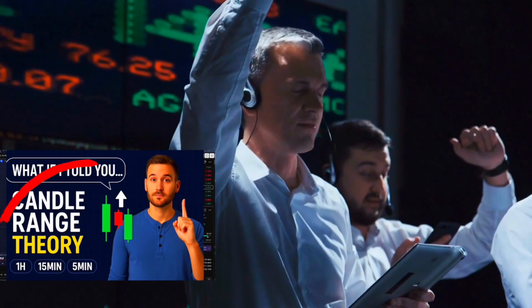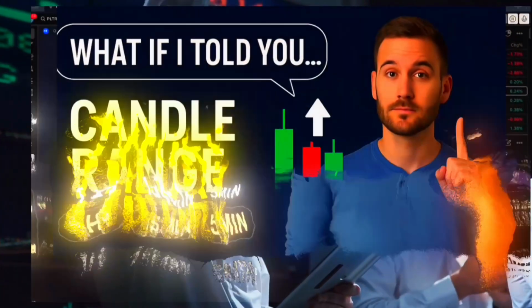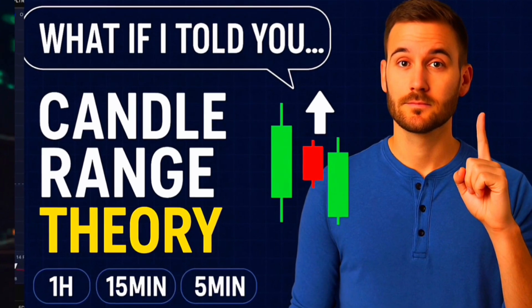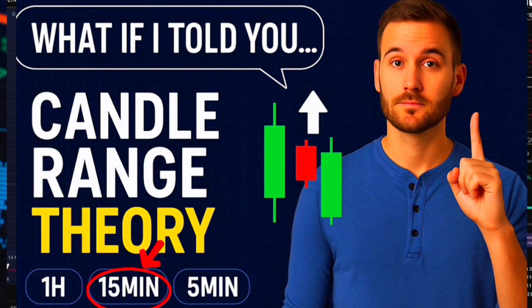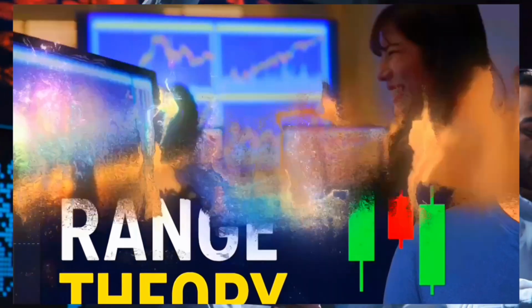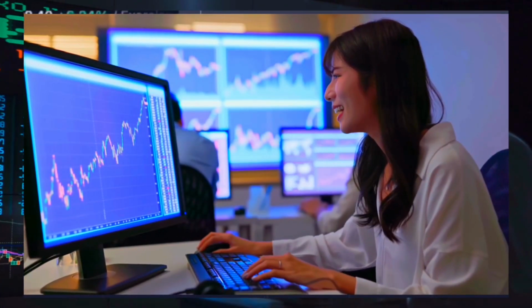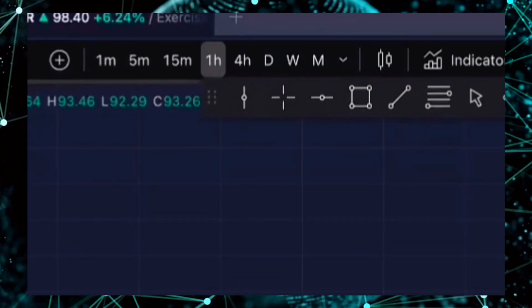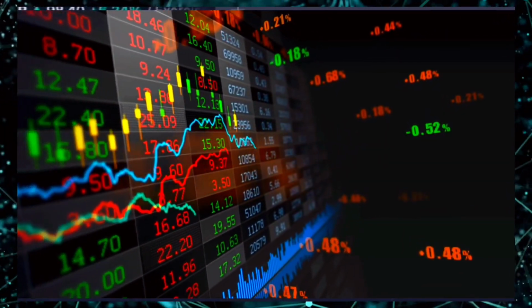And today I'm going to show you how to use it across the 1 hour time frame, and move on to the 15-minute time frame, and use the 5-minute chart to predict the next move before it happens. This is not fluff, it's precision trading with TradingView. That's the platform we're gonna use, and let's get into it.